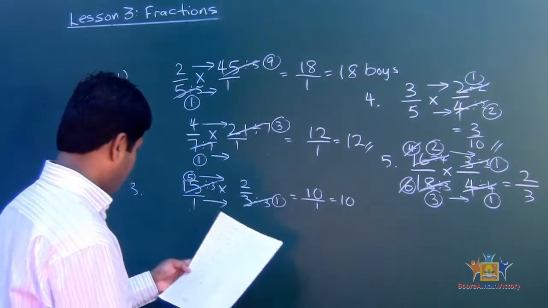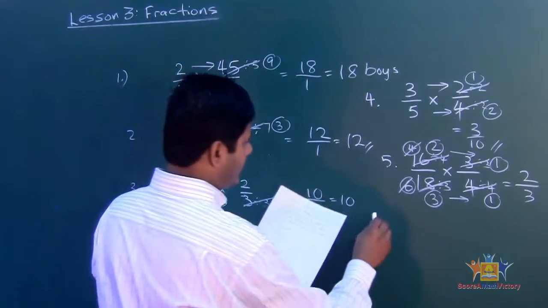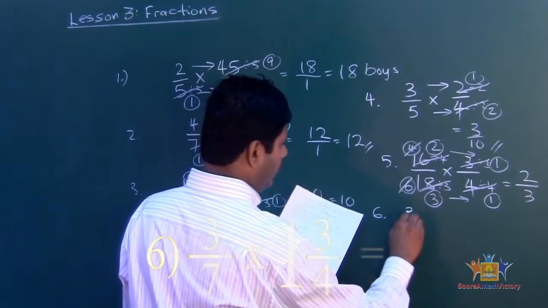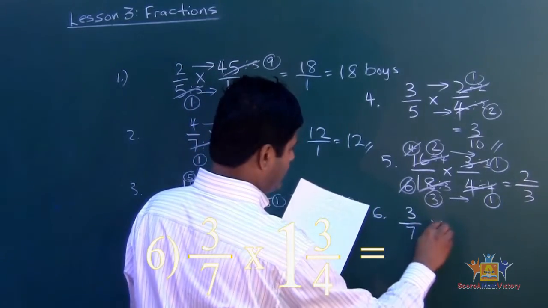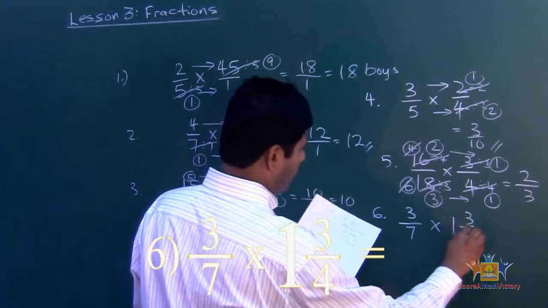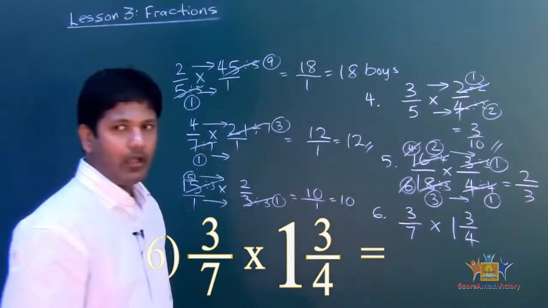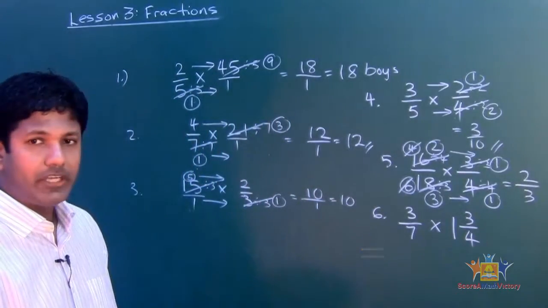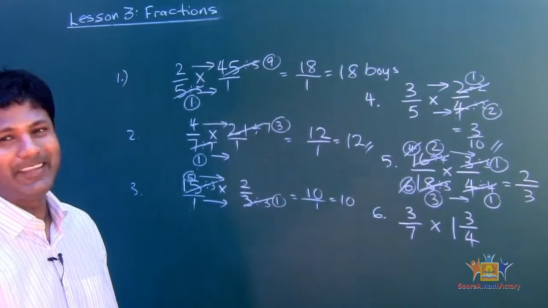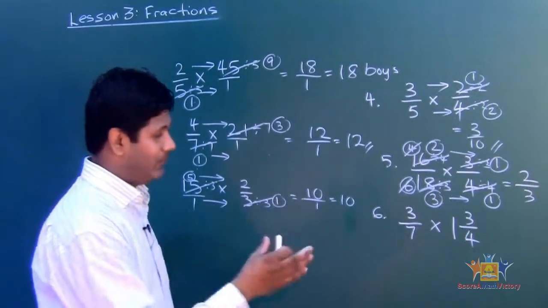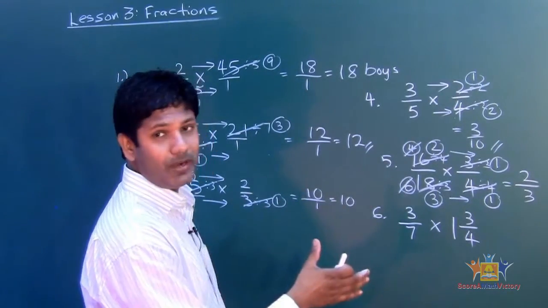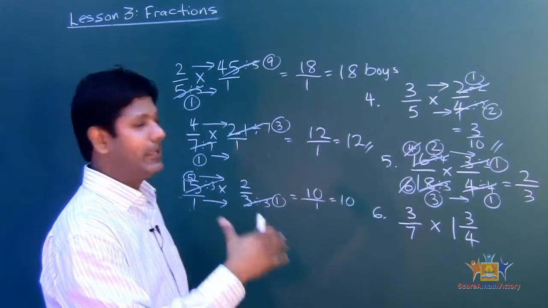Okay, let's look at problem number 6. Problem number 6, we've been given 3 over 7 times 1 and 3/4. You got a fraction and a mixed number. That means we cannot multiply yet. But what do we have to do? We convert which one? The mixed number into an improper fraction.